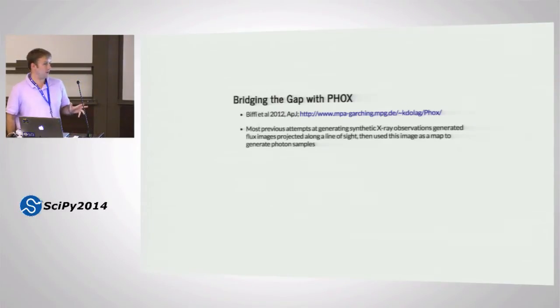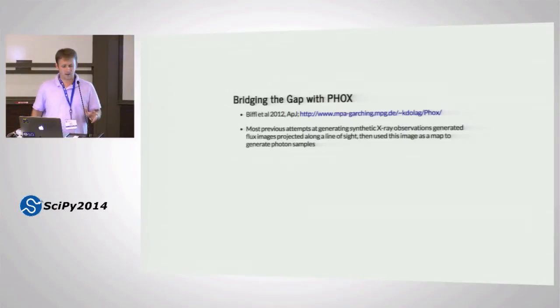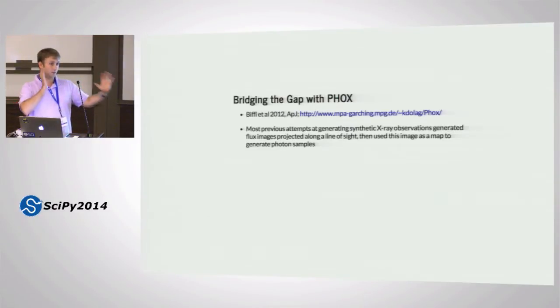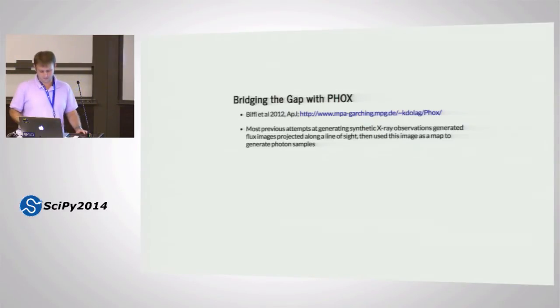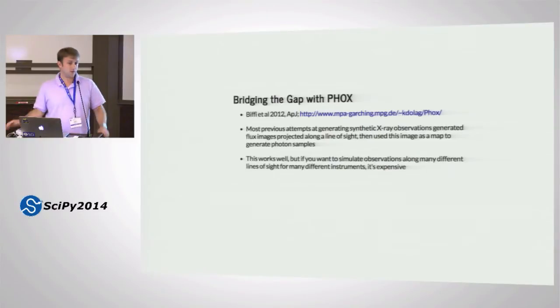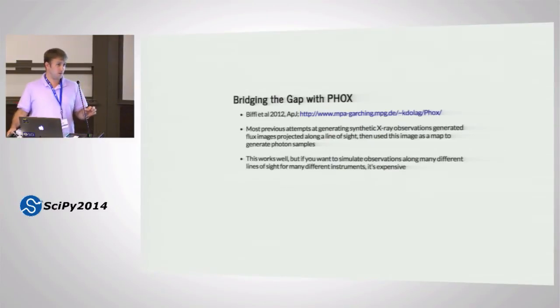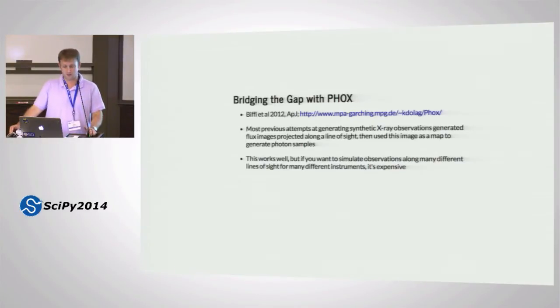PHOX is kind of a novel algorithm when it comes to simulating X-ray observations. Most previous attempts at simulating X-ray observations started with this: you pick a projection of your 3D simulation, you make a flux map of that projection along the line of sight, and then you use that flux image along different energy bands as a map to generate photon samples. Now it works just fine, but the point is that this is actually a very expensive procedure often, especially if you have a high resolution simulation and you want a high resolution image and you want lots of spectral resolution.